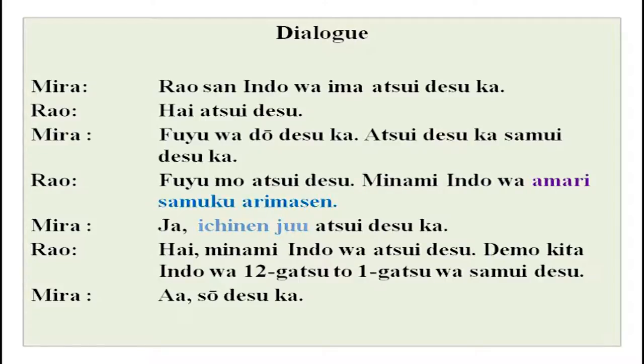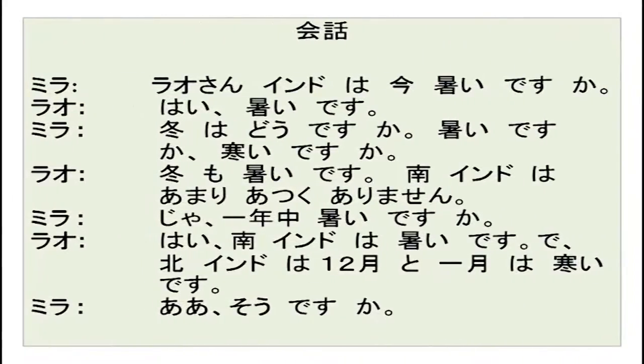Ja, ichinen jiu atsui desu ka? All through the year it is hot. Hai, Minami Indo wa atsui desu. Demo, but kita Indo wa 12 gatsu, December to January wa samui desu. Oh, really? Is that so? That's the conversation over here. We'll do samuku arimasen, amari and ichinen jiu very soon. This is in the script. You can see.